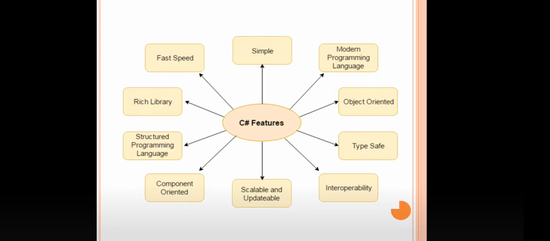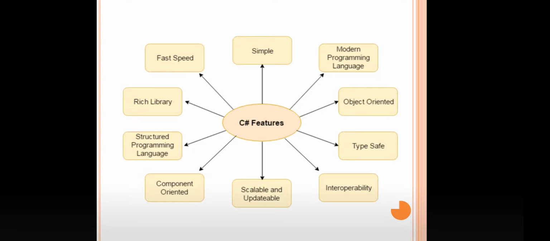Its new feature is type safe. Type safe code can only access the memory locations that it has permission to execute. Therefore it improves the security of the program. Type safe means security of the program. Then interoperability enables the C# program to do almost anything that a native C++ application does. And then it's scalable and updatable. C# is an automatically scalable and updatable programming language. For updating our application, we delete the old files and update them with the new ones.